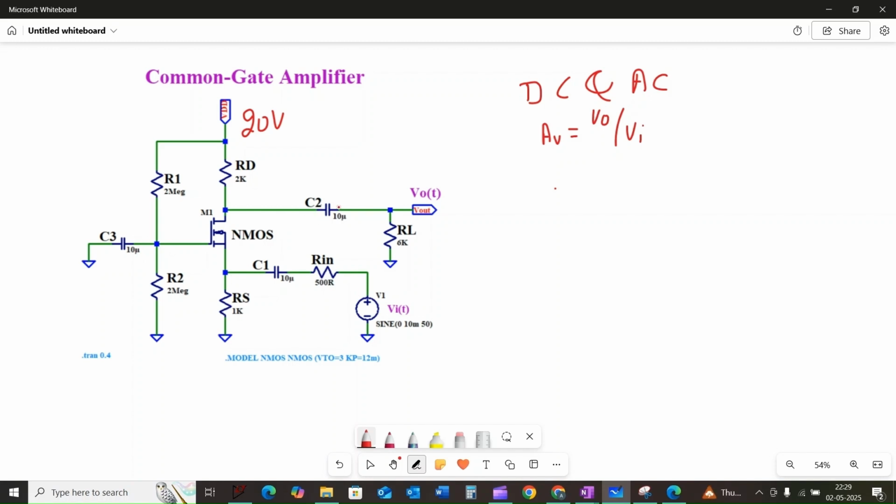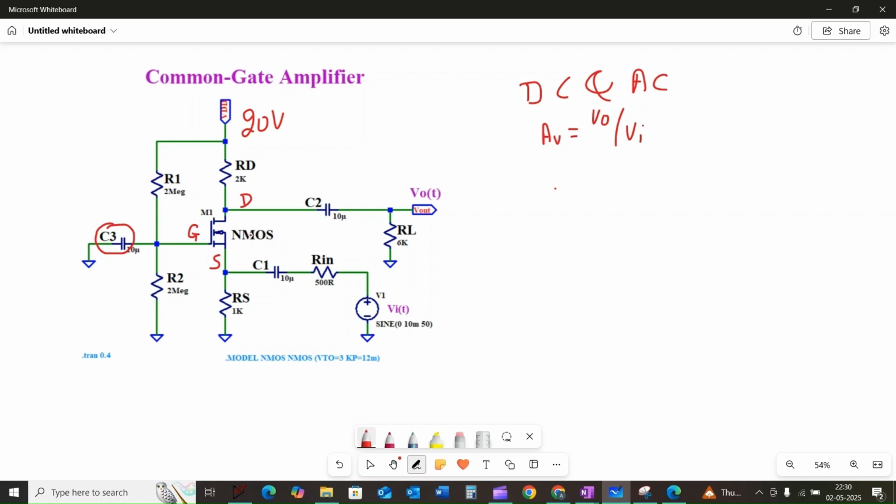C2 AC couples the load at the drain node. This is the source node, this is the drain node, and this is the gate node. And C3 grounds the gate terminal. Hence the name called common gate amplifier.